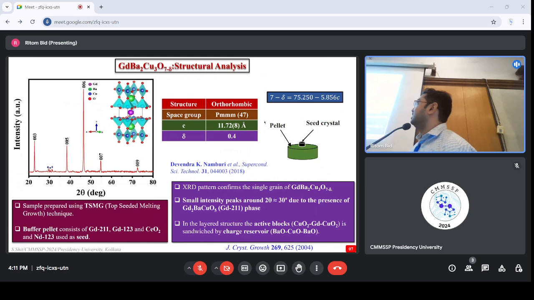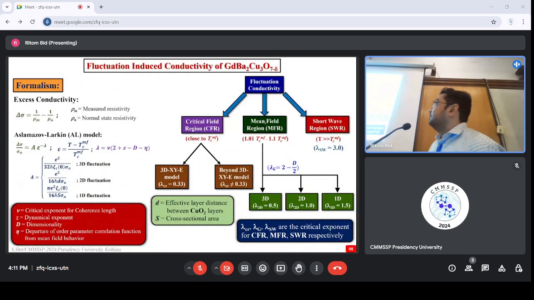And from this XRD analysis, we have identified the c-axis parameter. From that, using empirical relations, we have identified the oxygen deficiency present in the samples, which is important for any type of cuprate superconductor. So that delta is 0.4 for my samples. And then we have studied the fluctuation conductivity in the samples using this formalism.